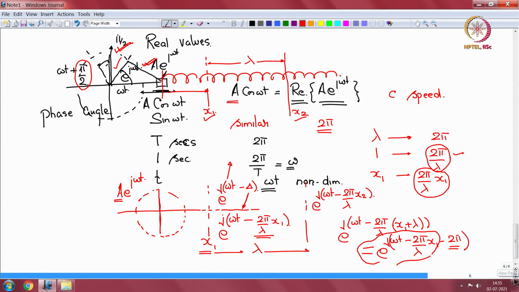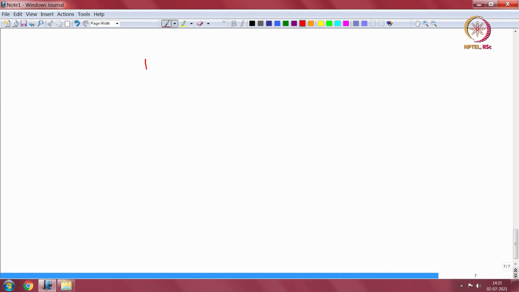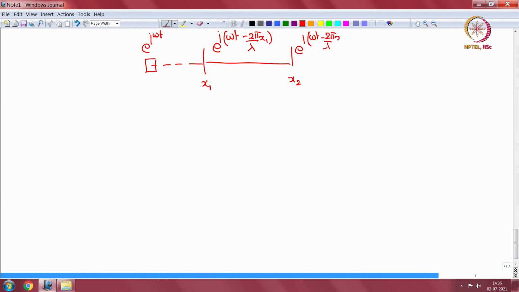So now if we look at my spring, the first mass is moving like e to the power j omega t at a distance x1. I have a phasor that moves like omega t minus twice pi by lambda x1. At a distance x2, I have e to the power j omega t minus twice pi by lambda x2 and so forth. And if my x is a continuous variable, not discrete points, the description along the spring for a continuous variable x is twice pi by lambda x. Okay, x is now continuous along the spring.